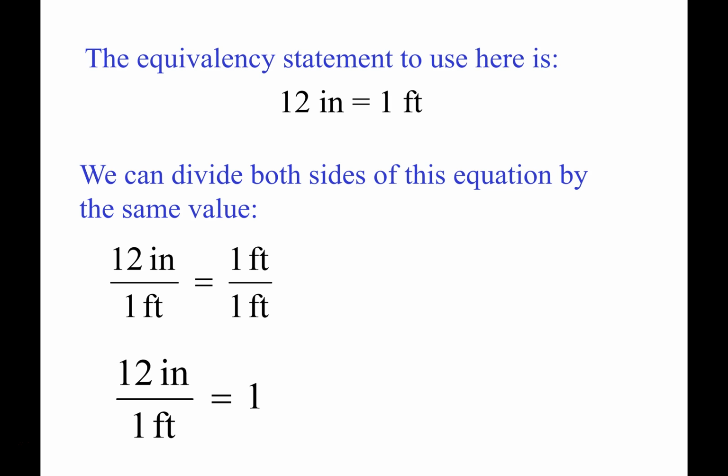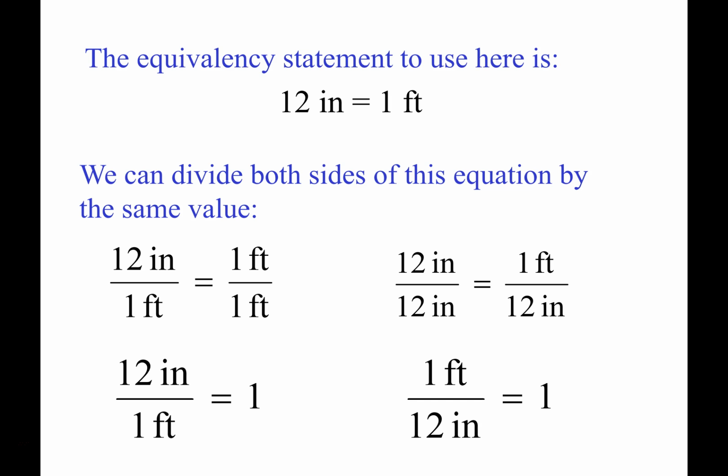The other thing, we could go back to our 12 inches over 1 foot, and instead of dividing by 1 foot, we can divide by 12 inches, and it looks like this. 12 inches over 12 inches equals 1 foot over 12 inches. That's legit. So of course, 12 inches over 12 inches is 1. So here we have 1 is equal to 1 foot over 12 inches.